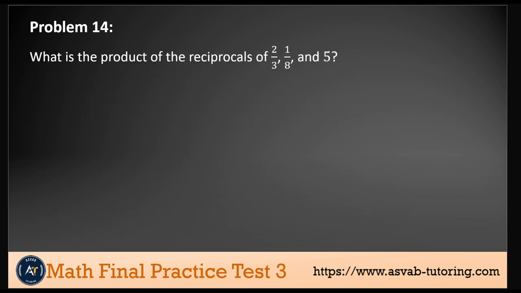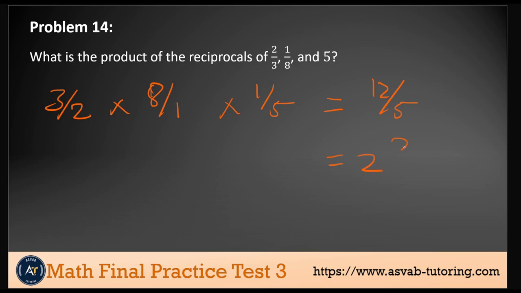Okay, problem 14. What is the product of the reciprocals of 2 over 3, 1 over 8, and 5? Well, reciprocal means to flip, so all we need to do is flip all three numbers. Then we have product, which is multiply, so we have 3 over 2, 8 over 1, and then 1 over 5. So all that together comes to around 12 over 5, which you can simplify into a mixed fraction of 2 and 2 fifths. And that is our answer.